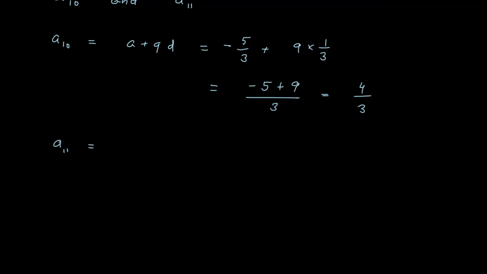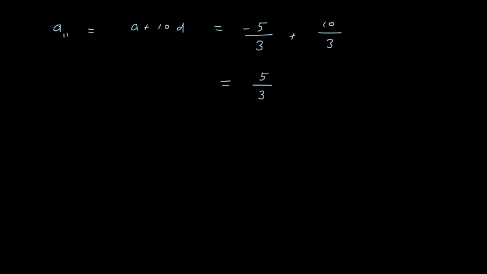And A11 is A plus 10D. So this is minus 5 divided by 3 plus 10 divided by 3. That gives you minus 5 plus 10, which is 5. It gives me 5 divided by 3. So the two middlemost terms are 4 by 3 and 5 by 3.